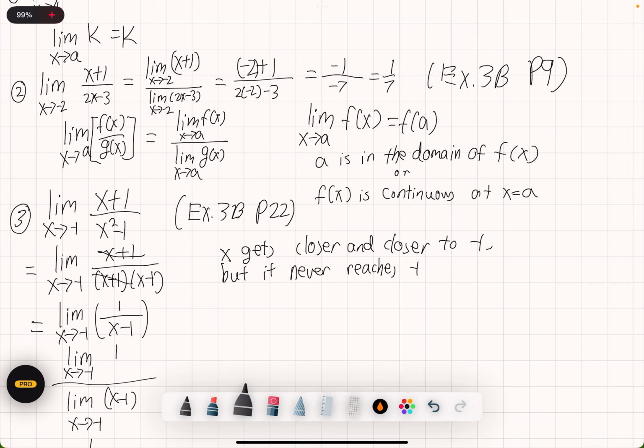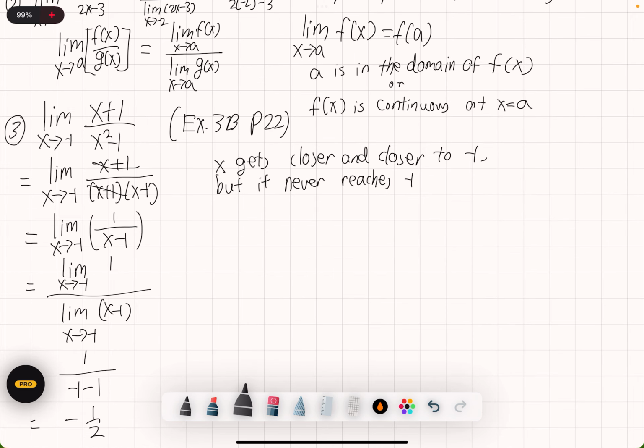So next lesson, we'll try and cover limits at infinity. So right now, a is a constant. Next lesson, we're going to let a equal positive or negative infinity and see what happens.